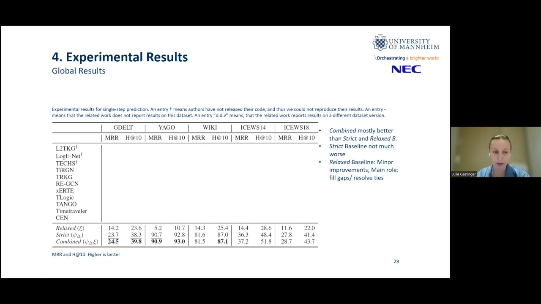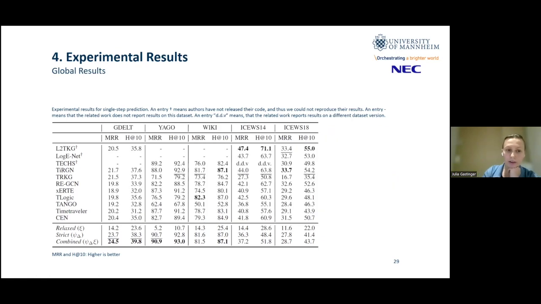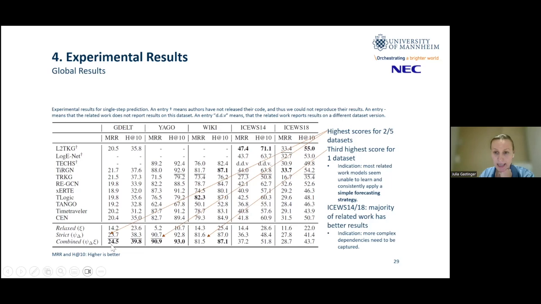And now if we compare to related work, we compare to all those methods. Also these results reflect somewhat the values for the recurrency degree, because for the datasets Yago and Wiki, we have very, very high MRRs, and these are also the ones with the high recurrency degrees. Okay, now if we compare to related work, what do we see? We see that we have with the baseline the highest scores for 2 out of 5 datasets, for GDAT and for Yago, and the third highest score for the Wiki dataset, which indicates that most models seem unable to learn and consistently apply this very simple recurrency forecasting strategy.